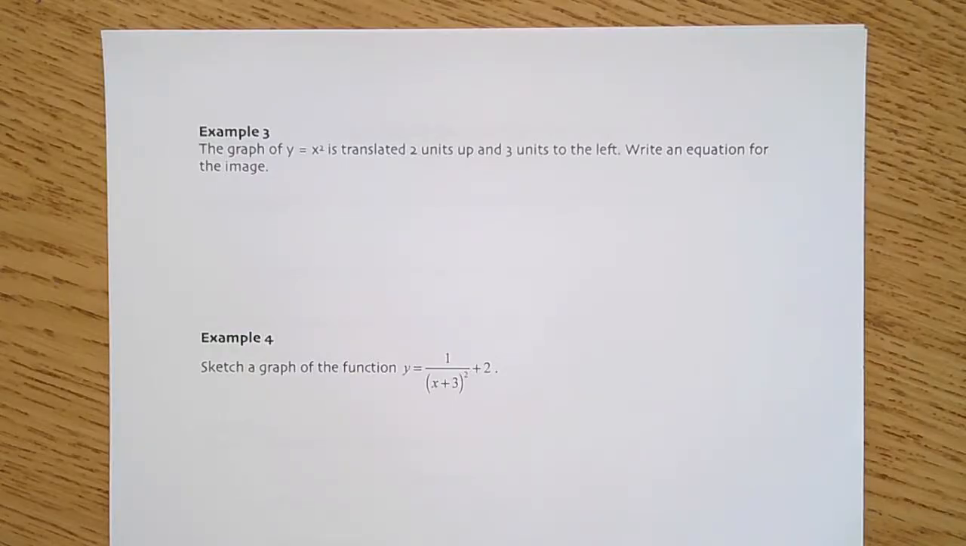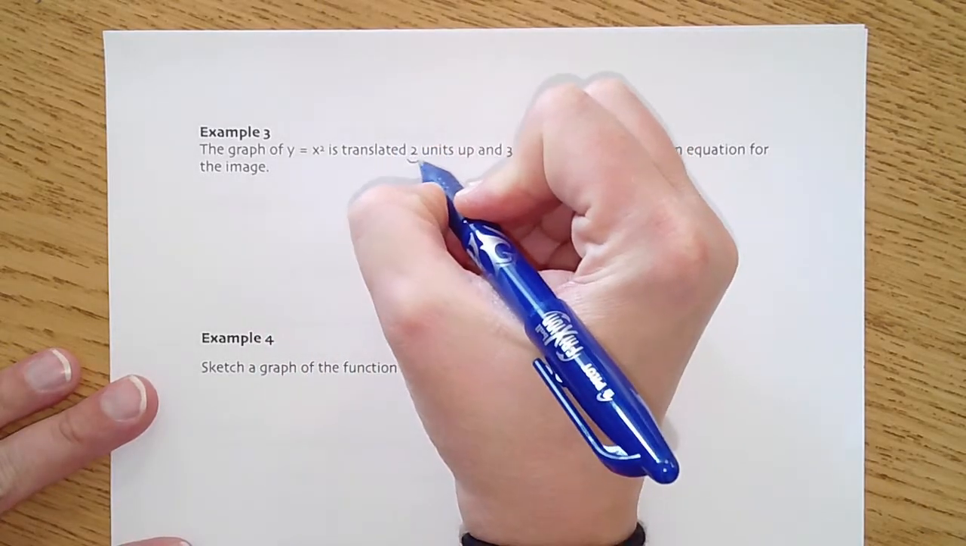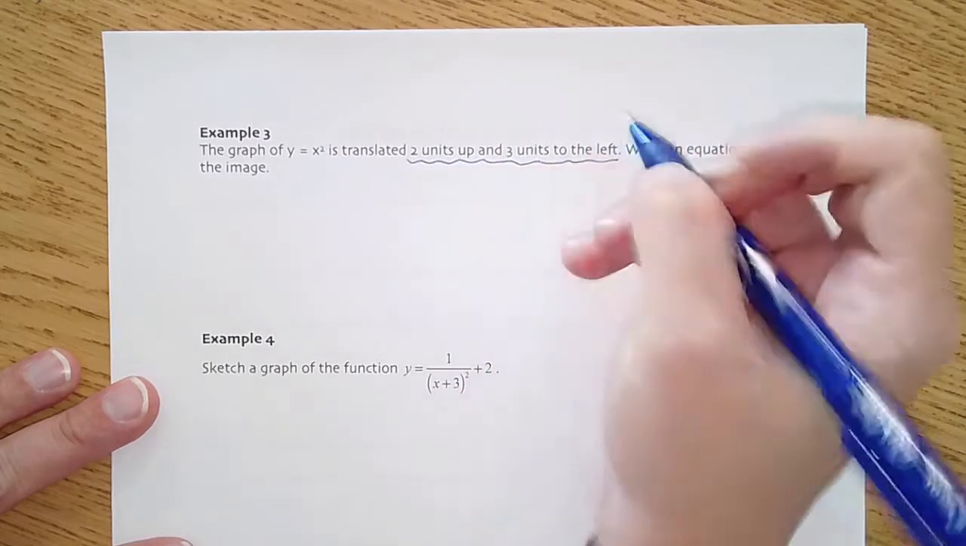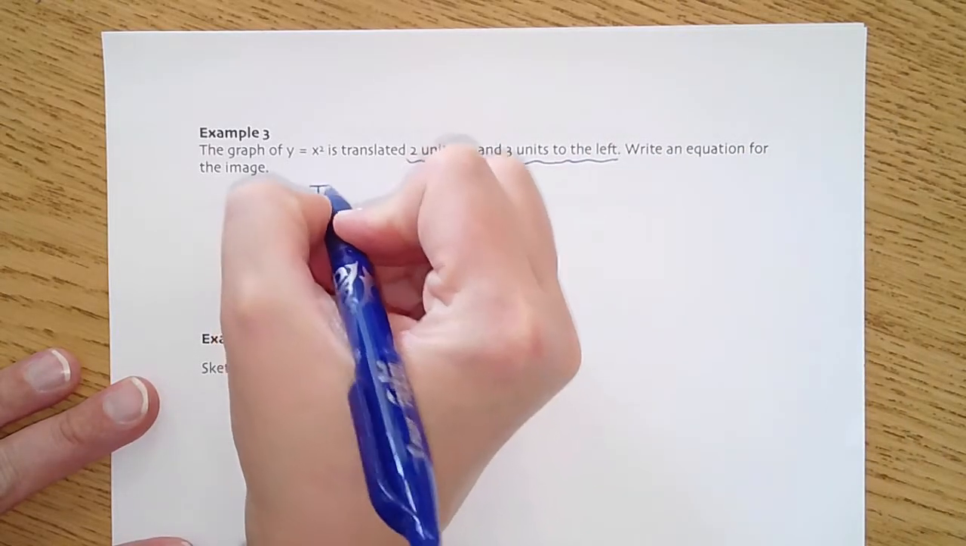All right, so we're picking up here with example 3. Example 3 says the graph of y equals x squared is translated 2 up and 3 to the left. Write an equation for the image. It is always easiest to start with the rule. So I'm going to take this information here and use it to write myself a translation rule.